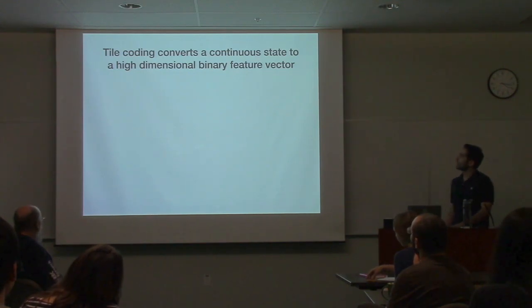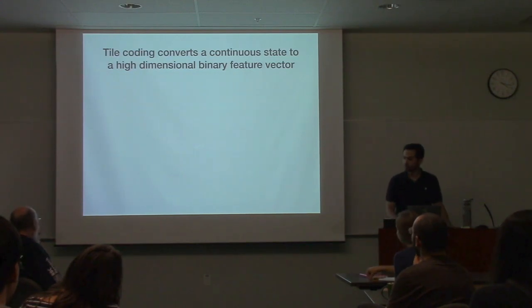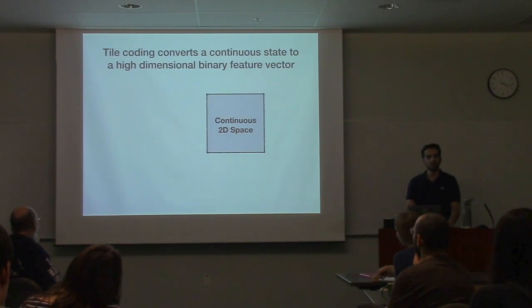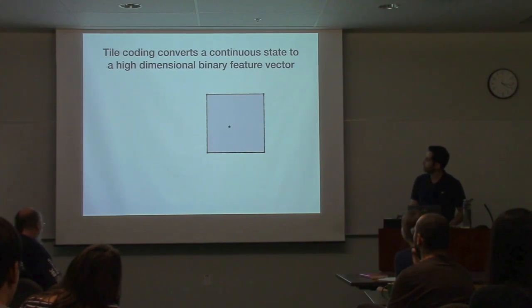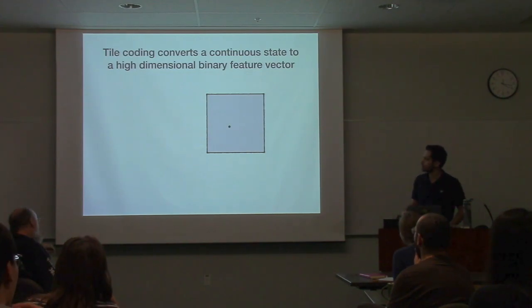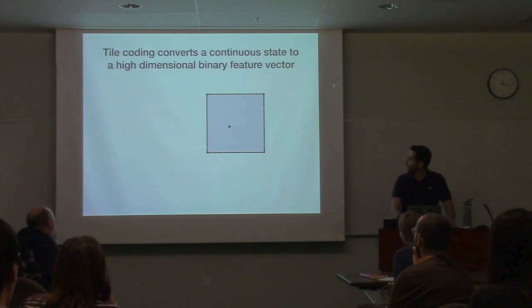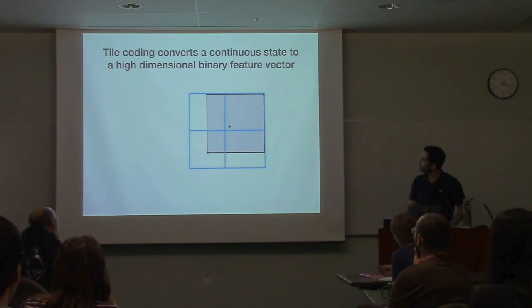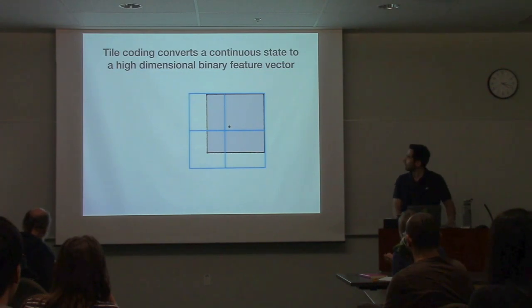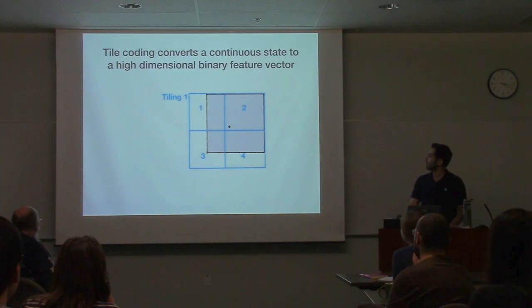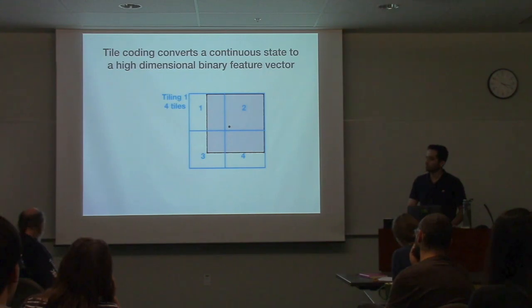So tile coding converts a continuous state to a high-dimensional binary feature vector. But how does it do that? Let's imagine that we have a continuous two-dimensional state space, and we have a state inside the state space, which is that small circle over there. I'm going to cover the state space with a grid, a large grid, and I'm going to call that tiling number 1. Tiling number 1 consists of 4 smaller squares. I'm going to call those tiles.